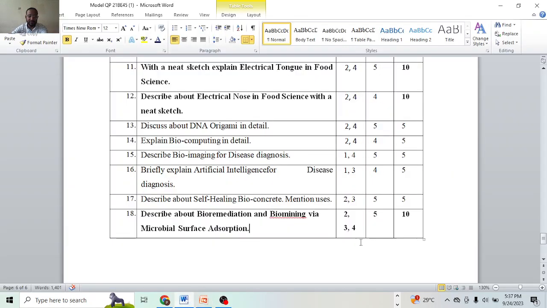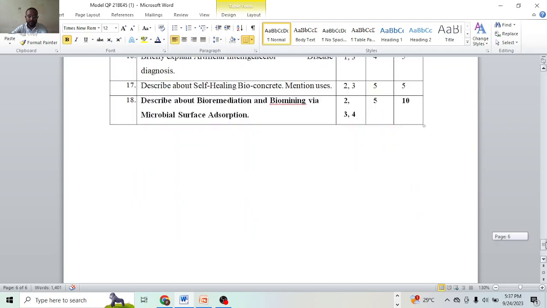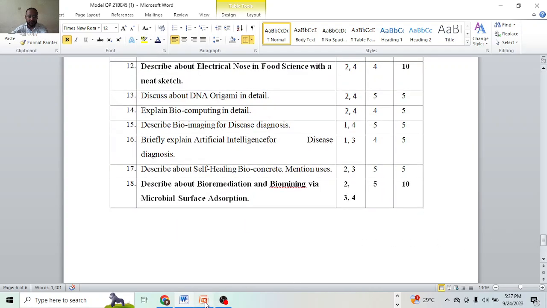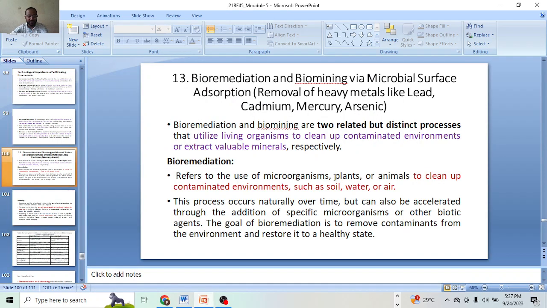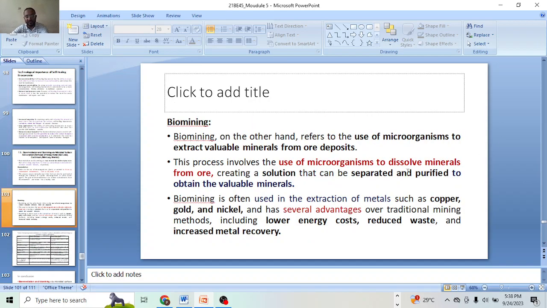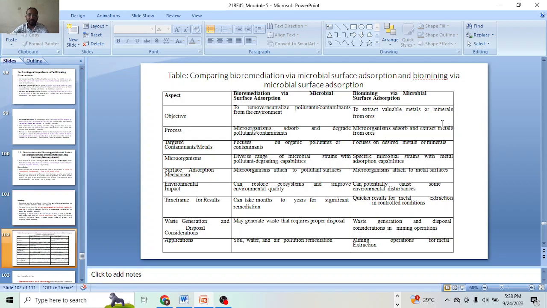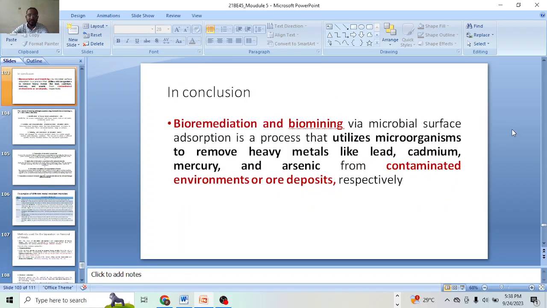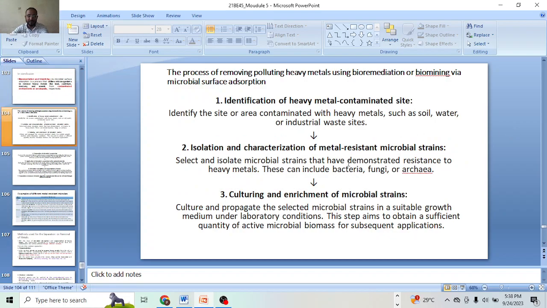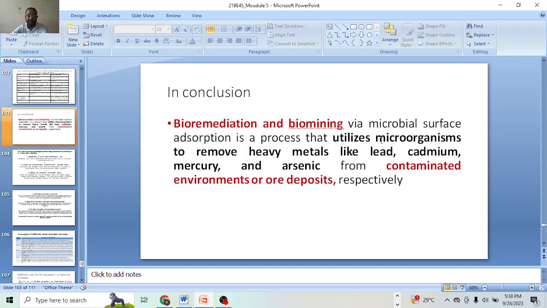Next, describe bioremediation and biomining. Both topics are there, 5 marks each, so we have to decide. The introduction will not carry any marks, but you have to give a definition for bioremediation and a definition for biomining, 1 mark each. So 2 marks done. Then a comparison, 1 mark, so 3 marks done. In conclusion, you can have that in terms of this particular comparison.